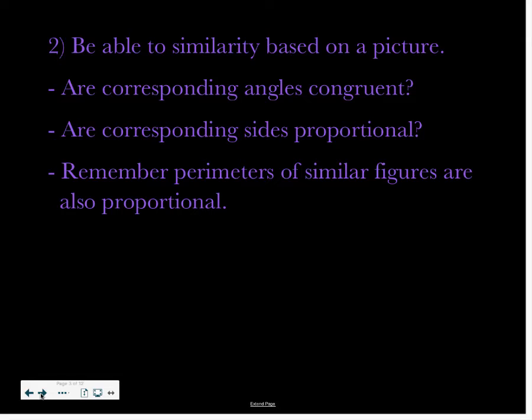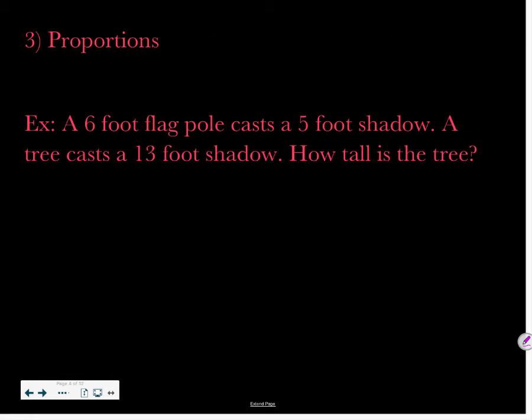You should be able to take each side from the first polygon, multiply it by the same number, and get to the second polygon. And the third thing is remember that perimeters of similar figures are also proportional. I know some of you were questioning that when it came to the homework. All right, so let's talk a little bit about proportions.